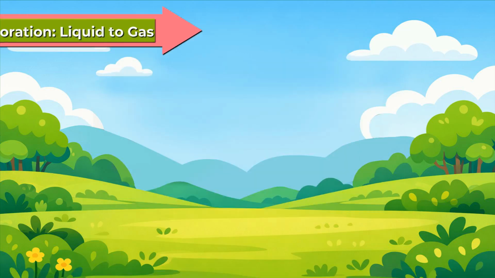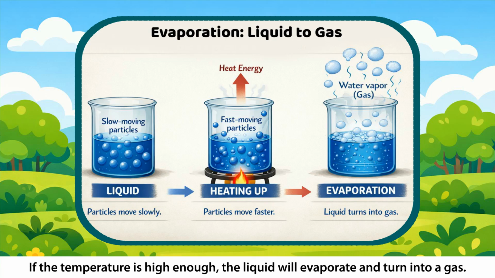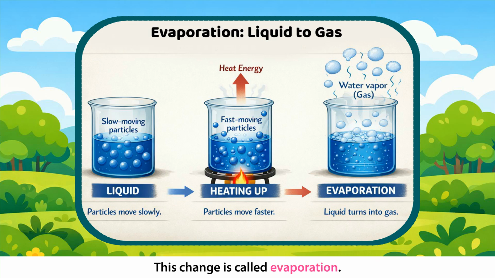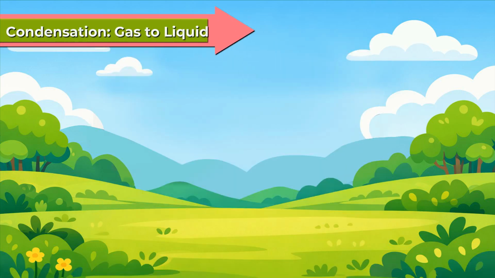For example, freezing of water, snowfall, etc. Evaporation, liquid to gas. When a liquid is heated, its particles gain energy and move faster. If the temperature is high enough, the liquid will evaporate and turn into a gas. This change is called evaporation. For example, drying of clothes, boiling of water, formation of salt, etc.